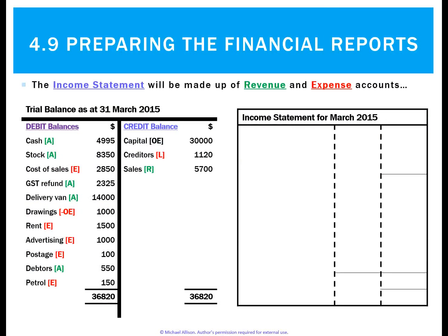What we can do now is prepare an income statement. We're going to start with our revenues up the top. Revenues always have a credit balance, so we're only going to look on the credit side, and we can see that there are sales of $5,700.